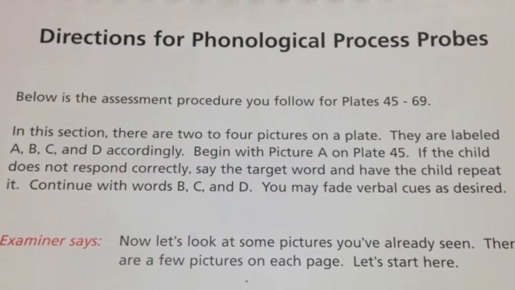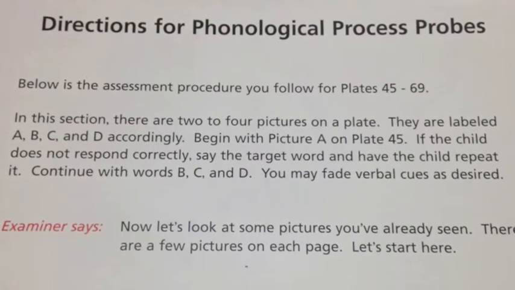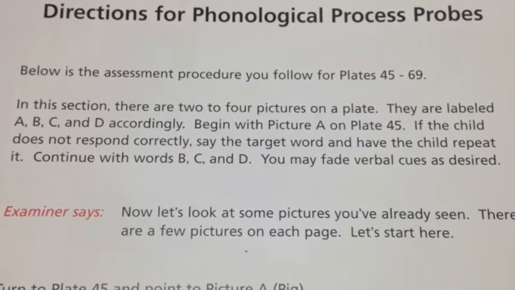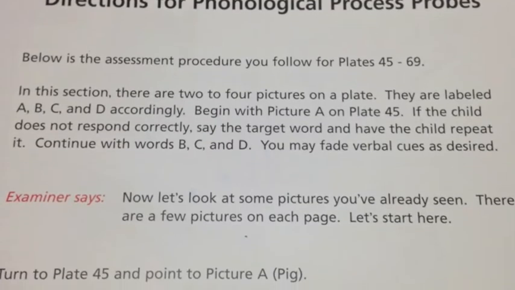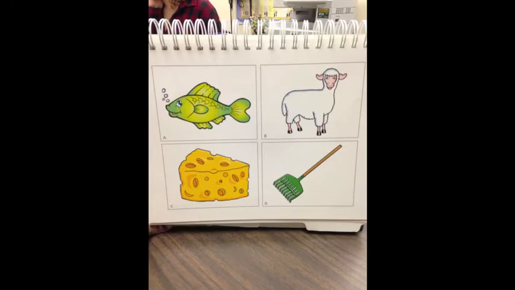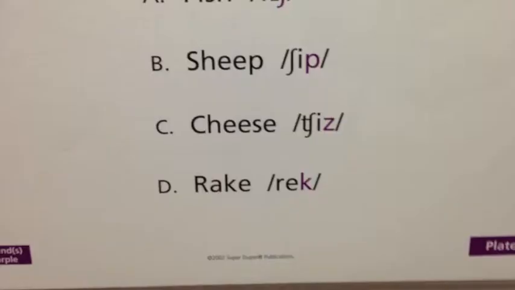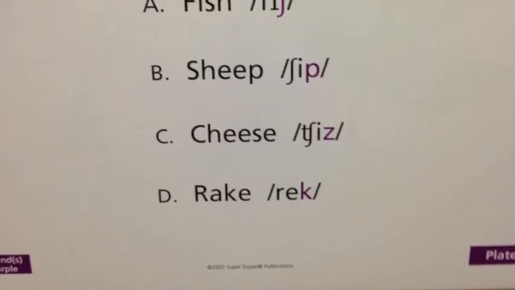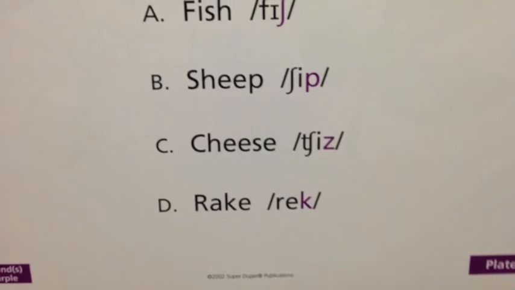The third subtest includes the phonological process probes. If you suspect a child has multiple active phonological processes, it may be important to administer this section. This section targets focus on a specific process without having to listen for other sound productions. In this section, there are 2 to 4 pictures on a plate. They are labeled A, B, C, and D. The examiner will begin with plate A and point to the picture and ask, "What is this?" If the child does not respond correctly, say the target word and have the child repeat it.